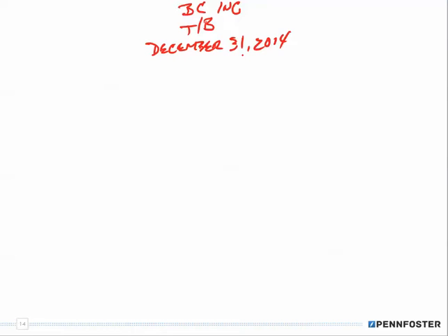You're going to input the date, and if you put December 8th, it's going to leave out all of the journal entries all the way up to the 31st. Those journal entries are not going to be included in those balances.